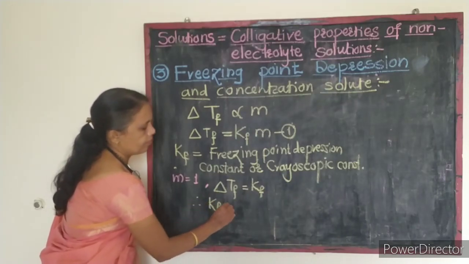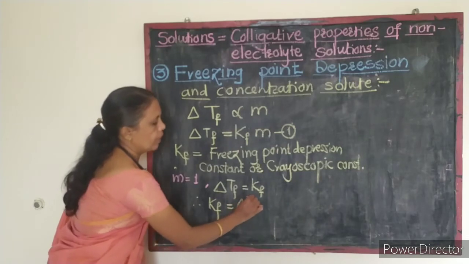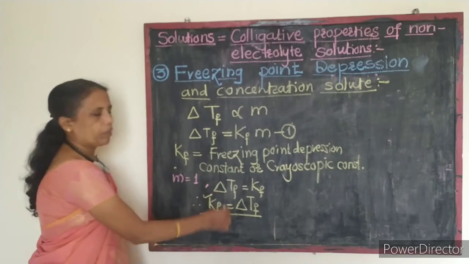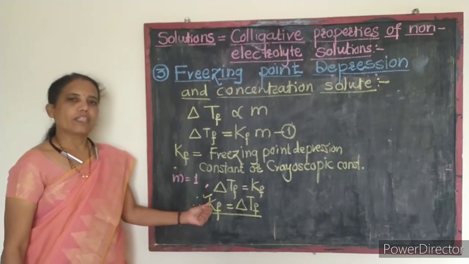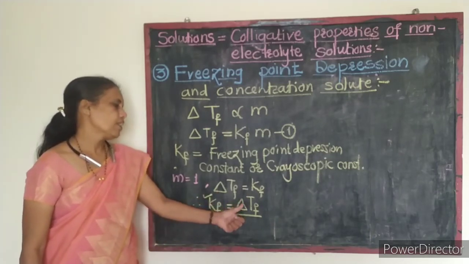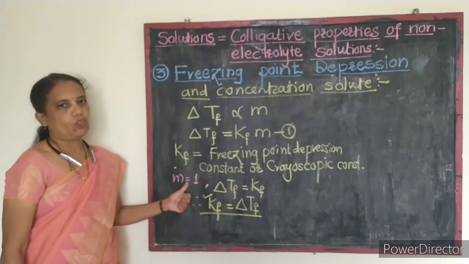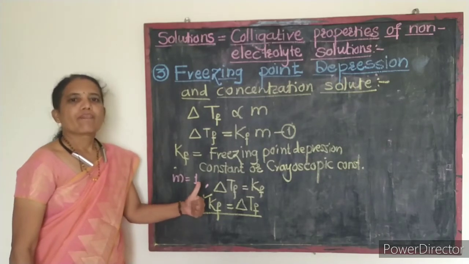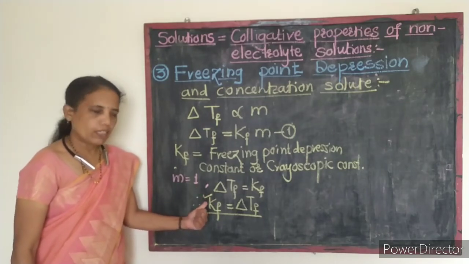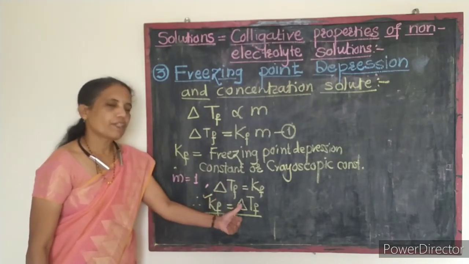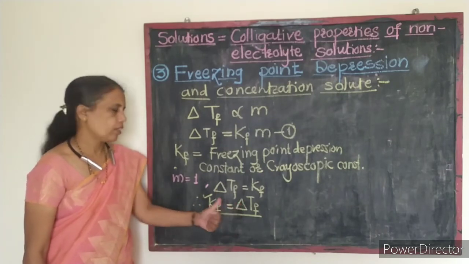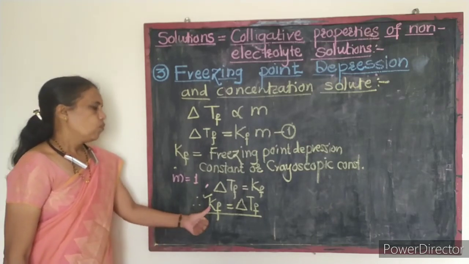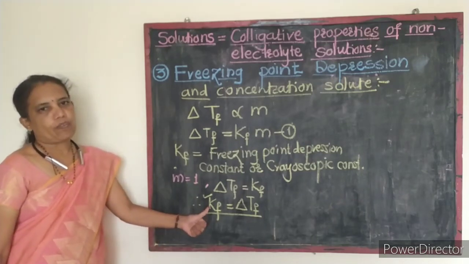Therefore KF is equal to delta TF. We can define from this cryoscopic constant. Cryoscopic constant is depression in freezing point of 1 molar solution. Cryoscopic constant or freezing point depression constant is depression in freezing point of 1 molar solution. We can also write units of KF.